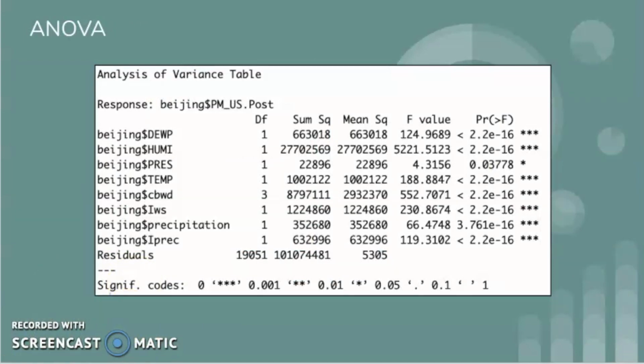Also, for the ANOVA table, the data is not very beneficial because, as I said, the data is not normally distributed and does not have a constant variance. So we need to modify the model, and we decided to use log transformation first.